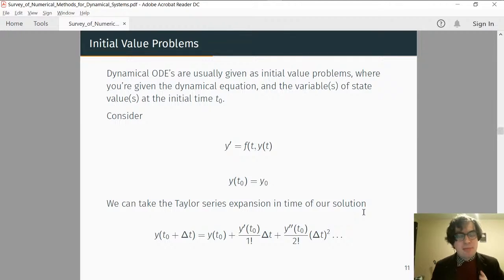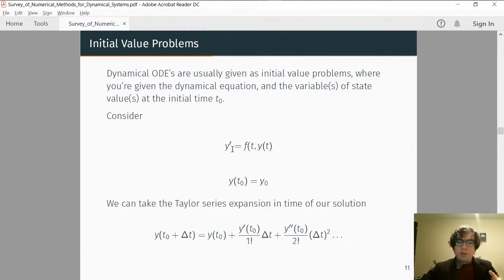There are some exceptions to that. There's something called the shooting method, which treats a dynamical system as a boundary value problem. But let's focus on the general case, where I've got an ODE that's described as some sort of initial value problem. So I've got here a derivative.